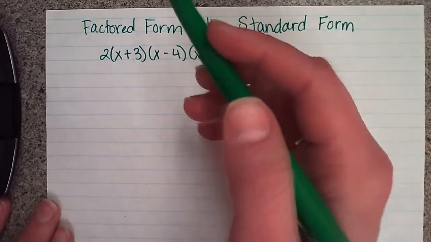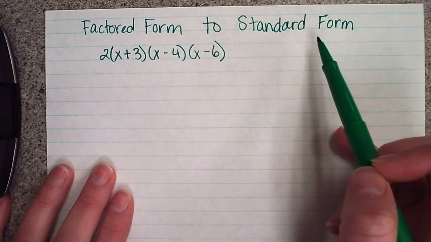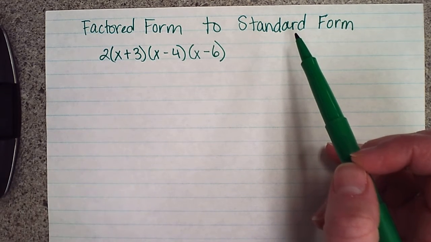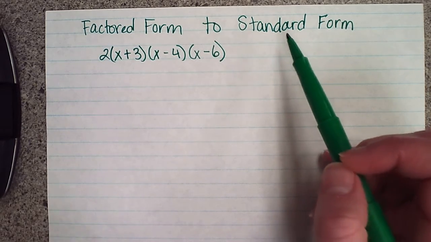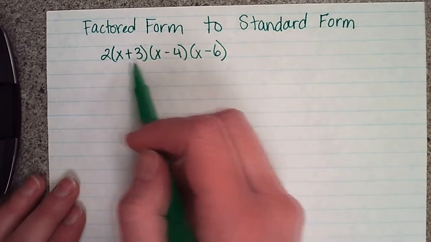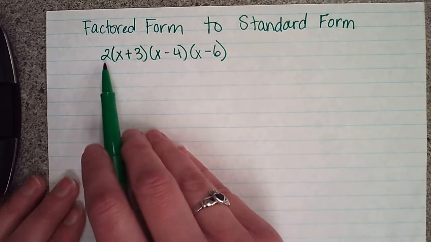In this video, we're going to review going from factored form of a polynomial to standard form. Remember, standard form is like 3x squared plus 2x minus 7, starting with your highest degree and working your way down to the constant. So you can see we've got our factored form here. We've got 1, 2, 3 factors with a constant out front.